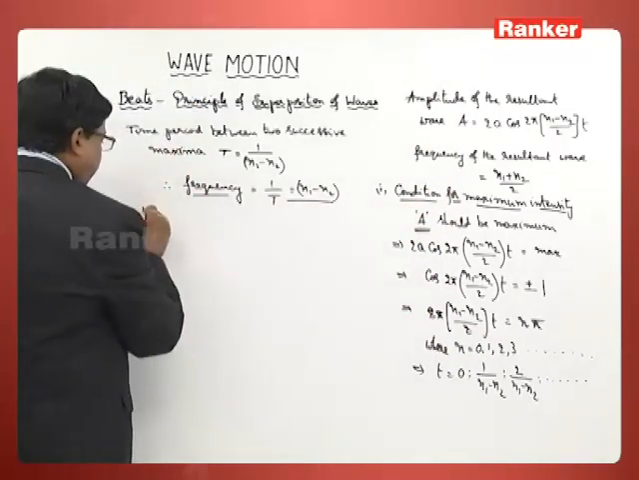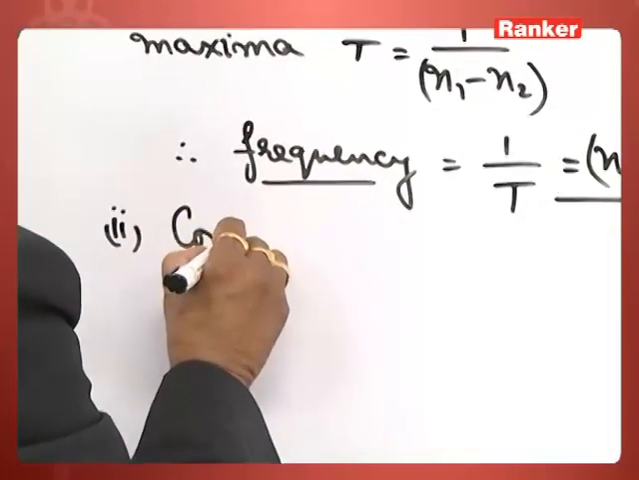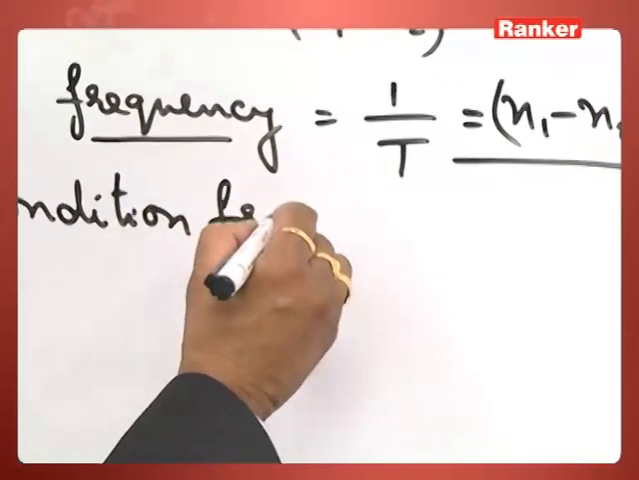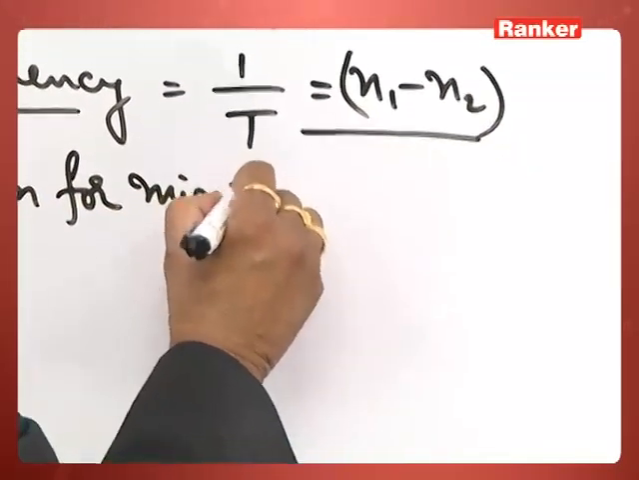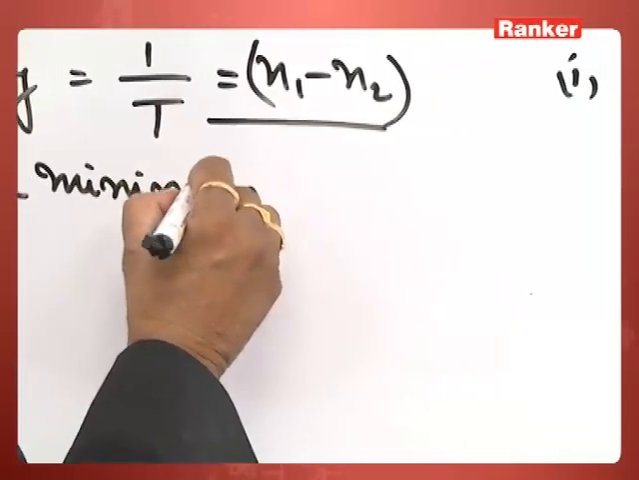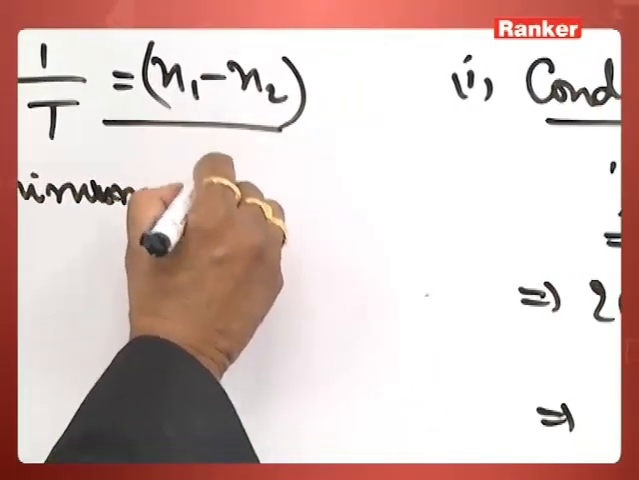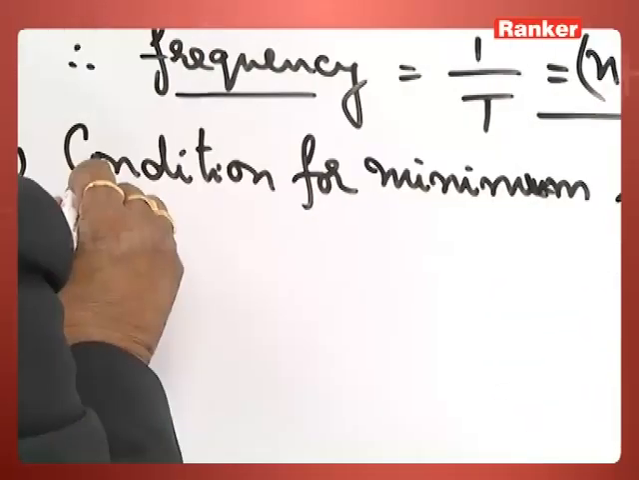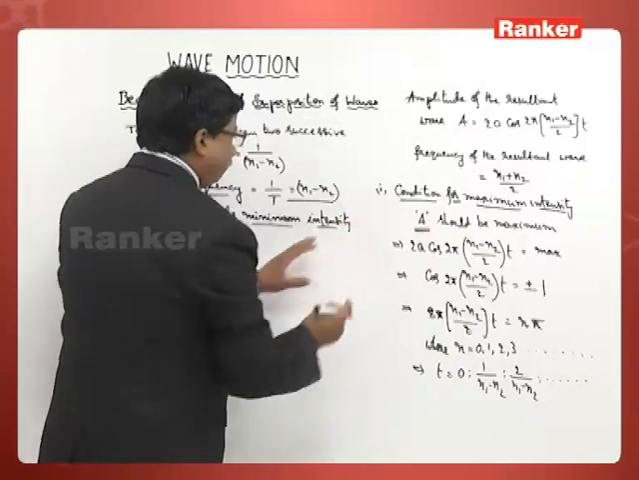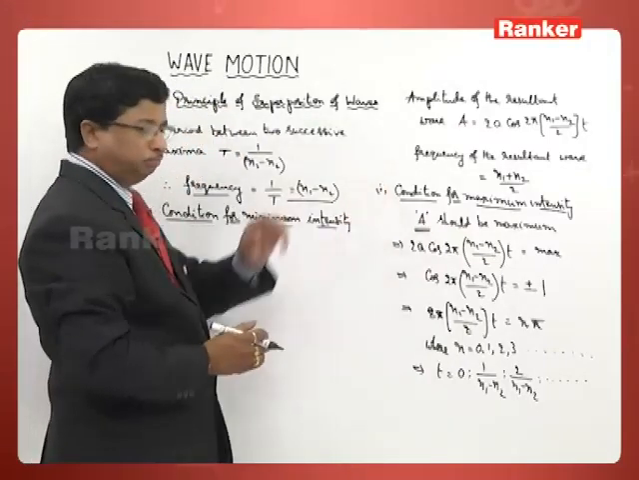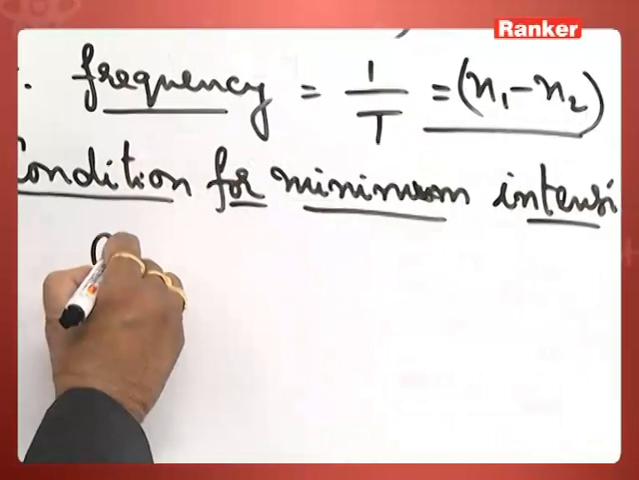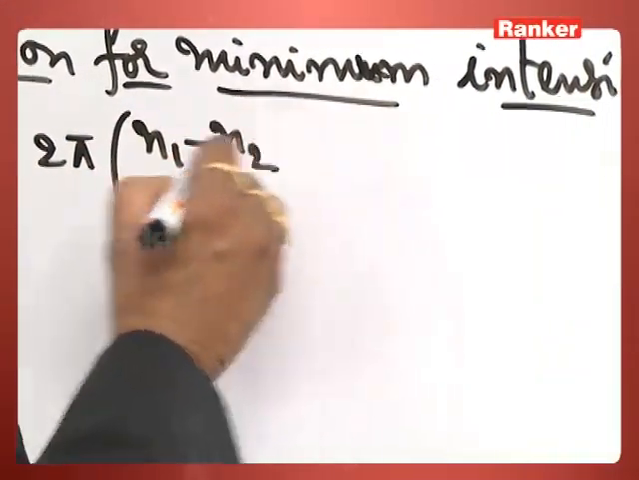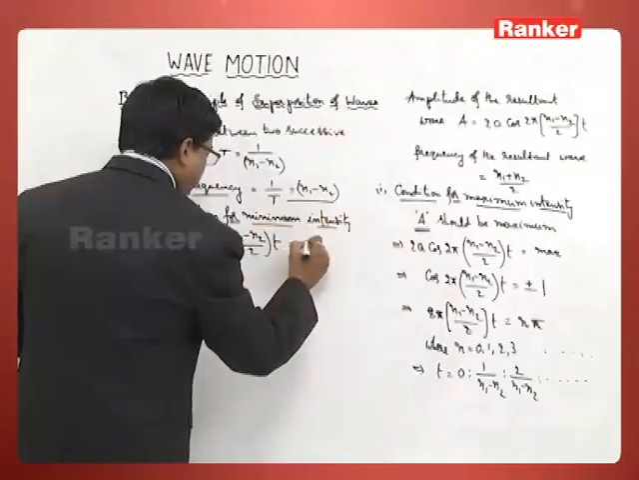Similarly, what would be the condition for minimum intensity? Condition for minimum intensity means what we have to understand? This cos functional value should be 0. That means I can directly write cos of 2 pi into (n1 minus n2) by 2 into t must be 0.